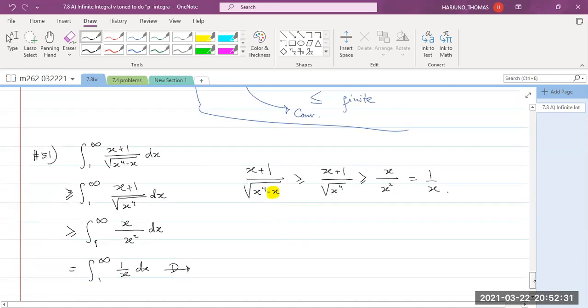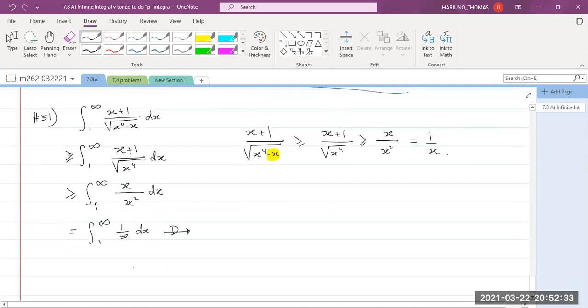So because it's bounded below by a divergent integral, the integral from 1 to infinity of x plus 1 over the square root of x to the fourth minus x dx is divergent.